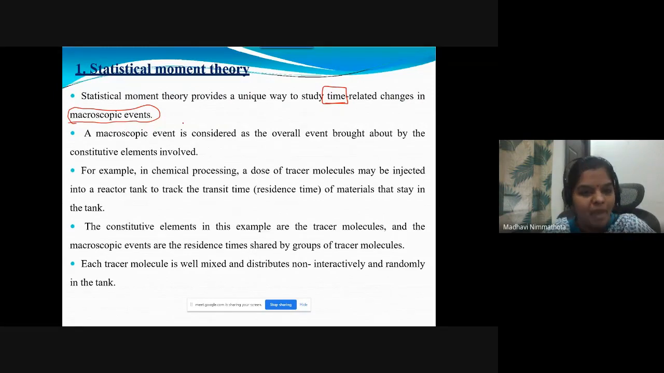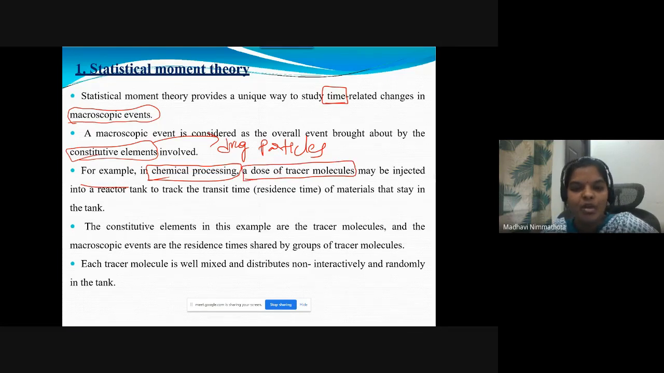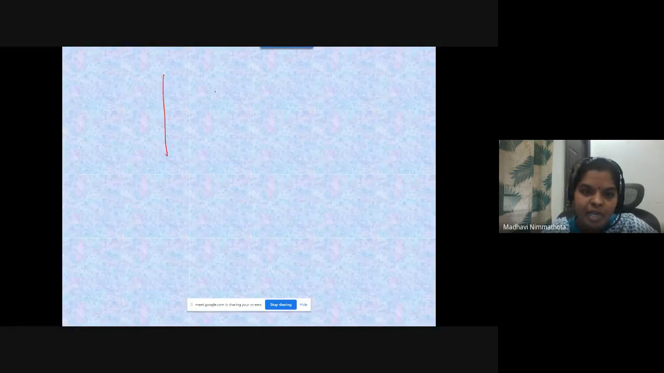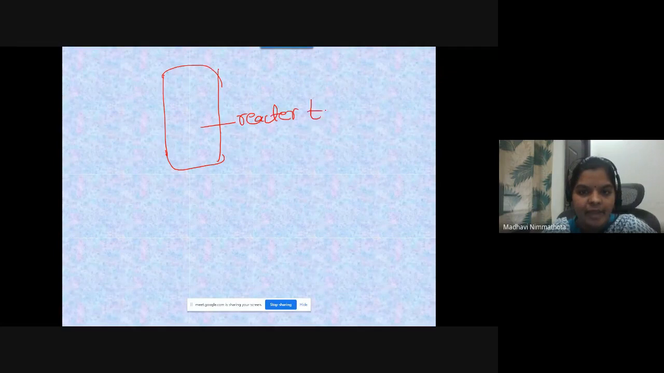What do you mean by macroscopic event? It is the event brought about by the constitutive elements involved. Don't get confused here in the sense of drug particles. So for example, in chemical processing, a dose of tracer molecules. Suppose it is a reactor tank, you just assume it as a reactor tank.